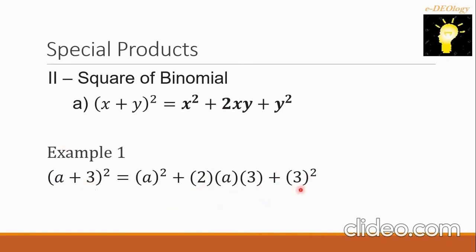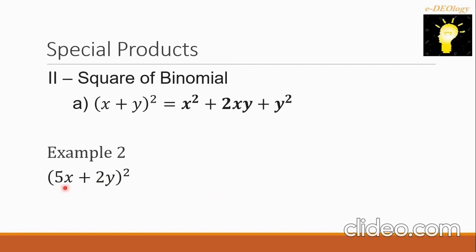And then we will simplify each term. So the a raised to 2 becomes a squared. The middle term, 2 times a times 3 becomes 6a. And the 3 squared is 9. So the final answer is a squared plus 6a plus 9.